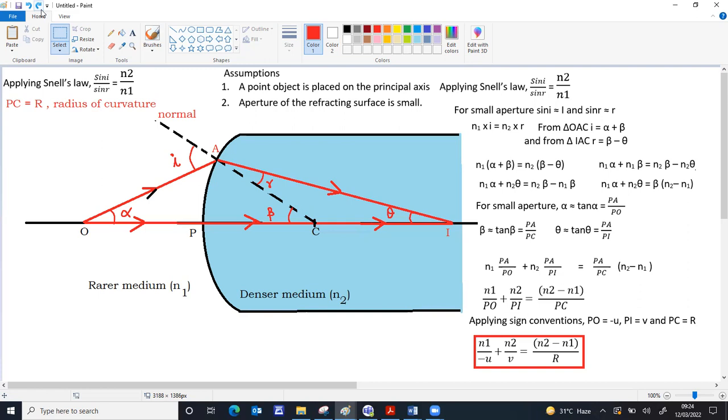This is done for a convex surface. It's applicable to convex surface or concave surface forming real or virtual images, all with proper sign conventions.